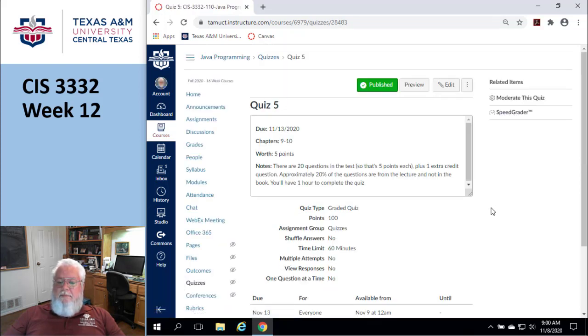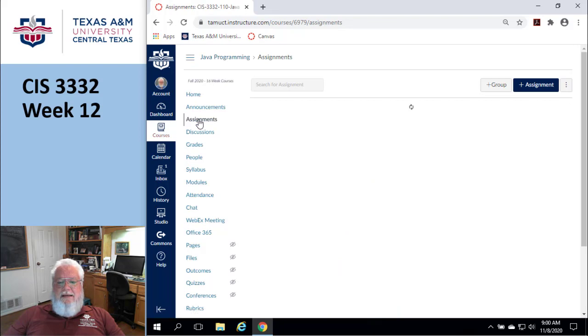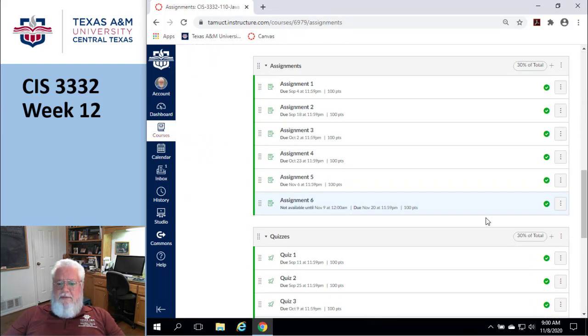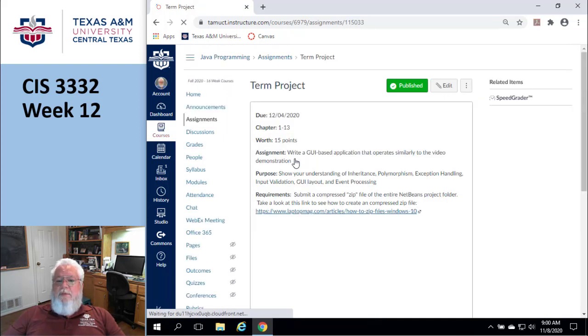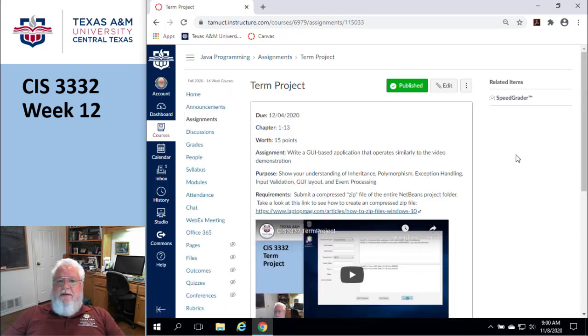Okay, so chapters 9 and 10, that's the text processing and inheritance. Once again, the term project has been released. That does not mean that it's due any time soon at all, but the term project is one of those big ones. In this particular case, I'm not giving you a class diagram and all the rest of that stuff. It's merely a video showing the thing off, and you need to infer from that what it is you need to do.